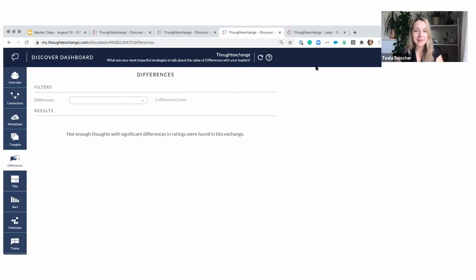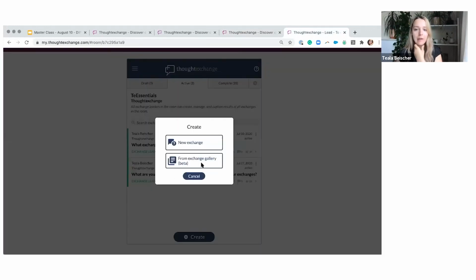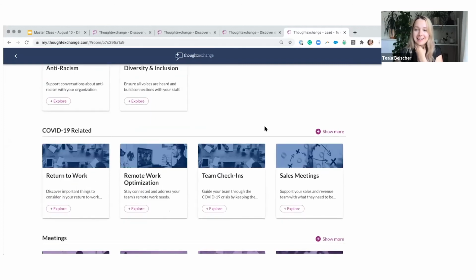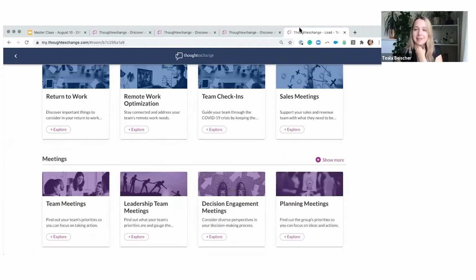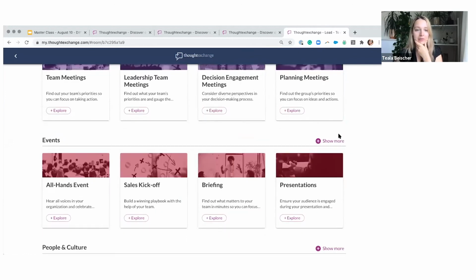Okay, so those are all the details for differences today. What we're going to do now is move into a quick Q&A exchange, and then we can use any of these dashboards as an example to answer any of your more technical questions. So I'm going to create a quick exchange for today. I'm going to use the exchange gallery because if you haven't seen it yet, I want you to see it here. This is basically a template for you for different exchanges that you can run.